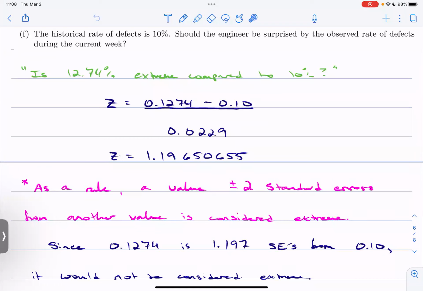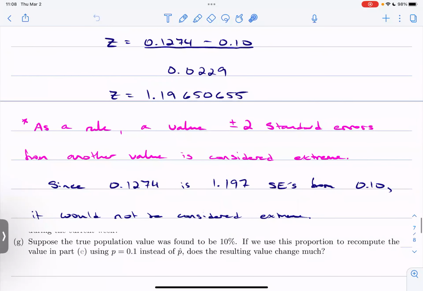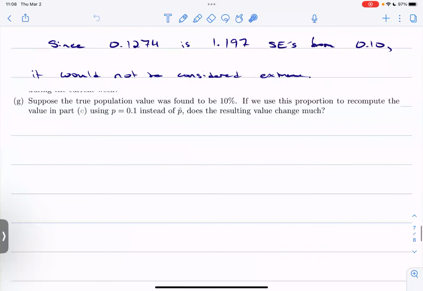Okay? And this is the first time that we introduced it, but as a rule, any value that's more than 2 standard errors from another value would be considered extreme. Just as a rough guideline. So 1.2, not a huge deal. It's within that kind of main cluster of information. Okay? All right, so then I left you with this one.